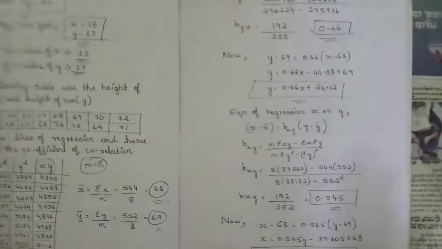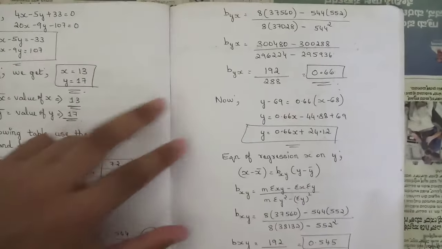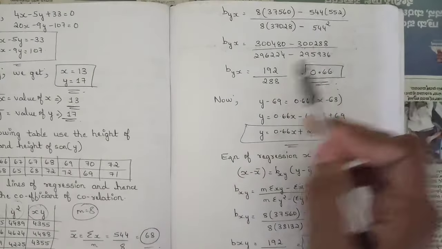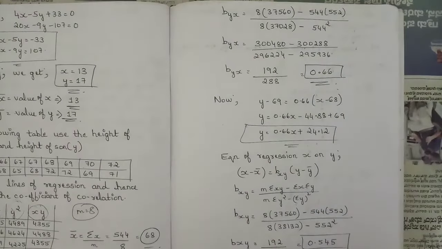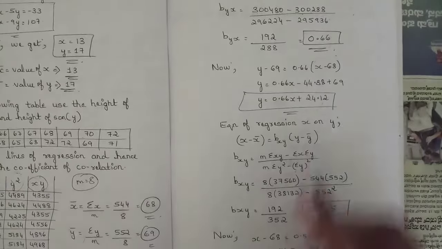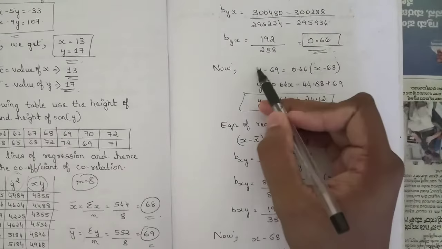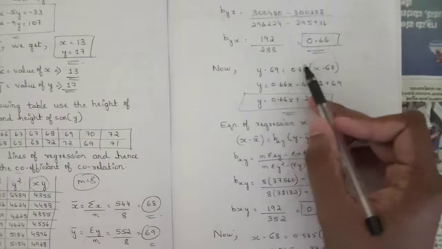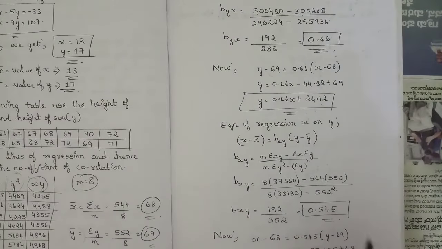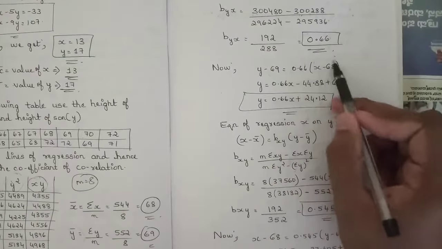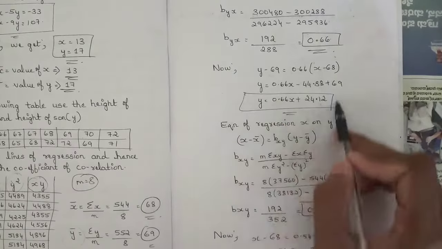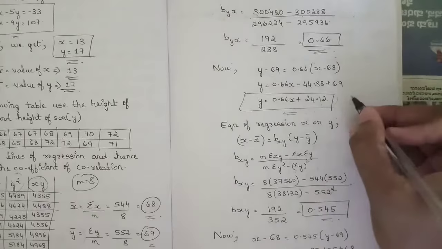And find b suffix yx first. What is b suffix yx? By simplifying this, I will get it as 0.66, and now put that 0.66 in this equation, that is y minus y bar, which I got as 69, equal to b suffix yx, which I got as 0.66, into x minus x bar, which is again 68. So bring y to one side, and we get one regression line, y on x.